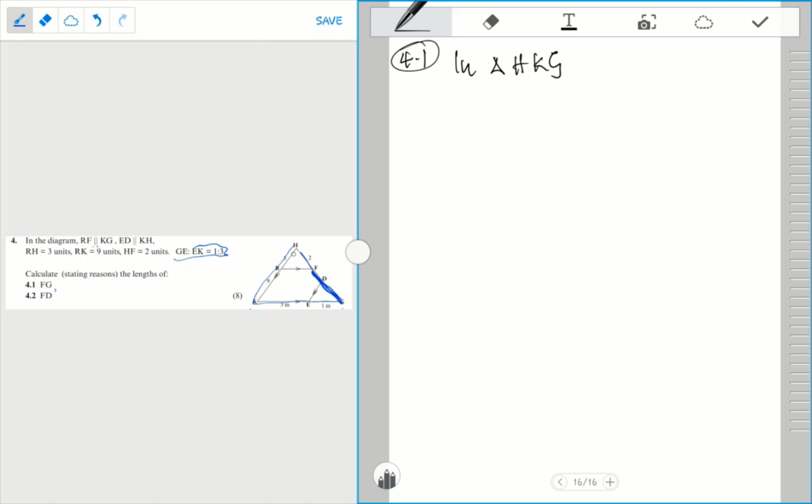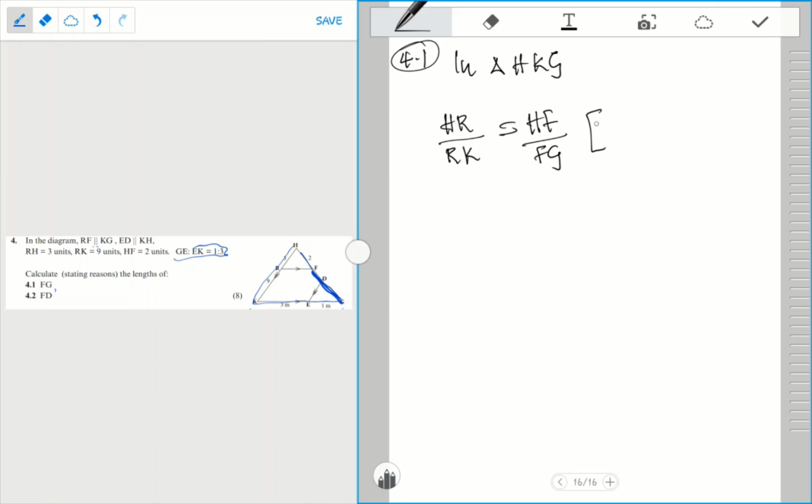We are going to say HR over RK is equal to HF over FG. Then the reason is what? You can say the line parallel to one side of a triangle, and then you state the ones which are parallel.